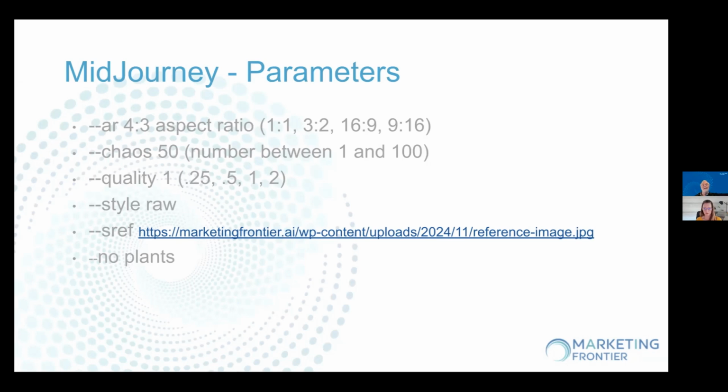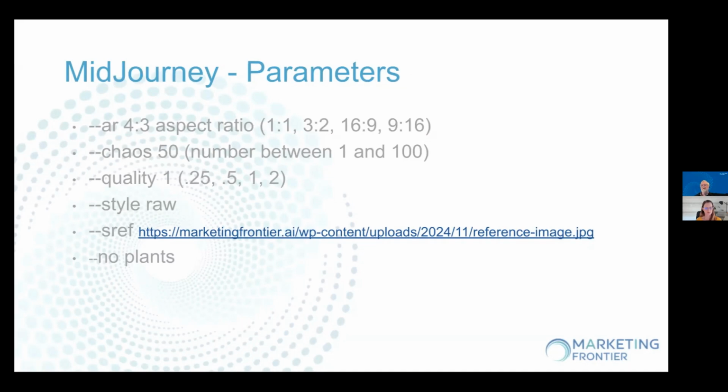The first one I use is aspect ratio, okay? So it's dash dash AR and then 2 numbers separated by a colon. So, this is the width and the height in the aspect ratio. So I usually use 4:3, but if you want a square one, you use 1:1. You want widescreen, 16:9. If you want a vertical, you might use 9:16, whatever, okay?